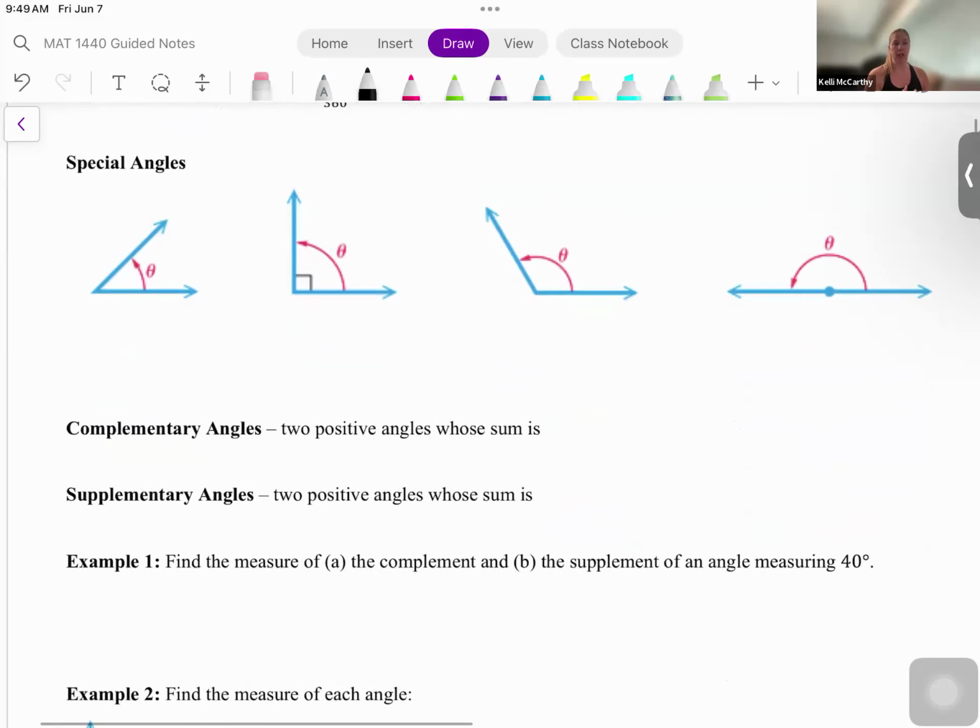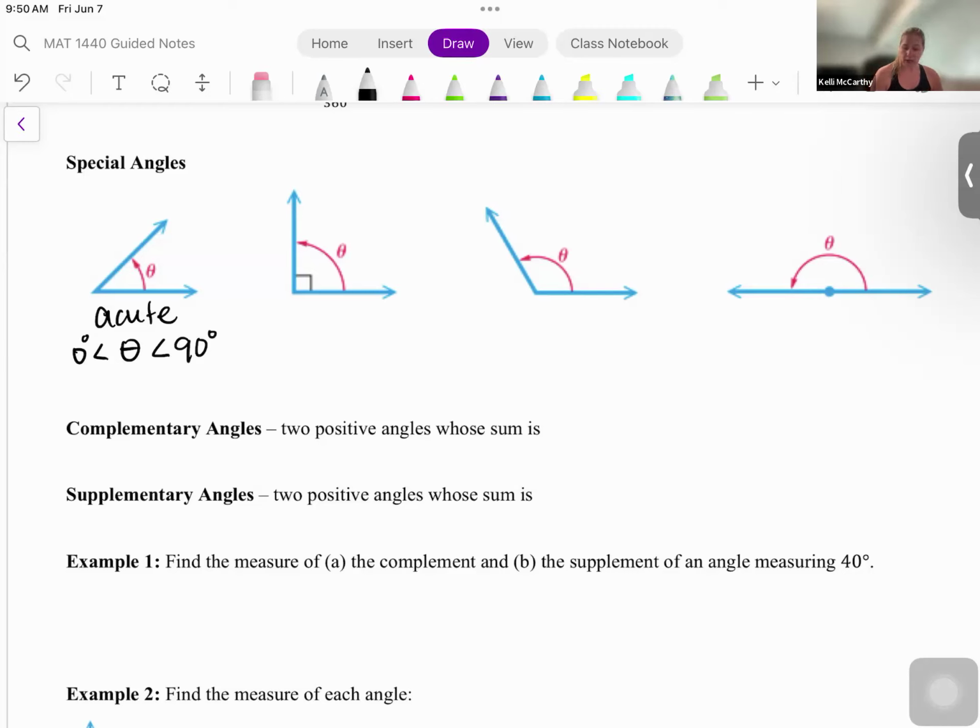We have some special angles. Our first angle illustrates an acute angle. An acute angle has an angle measure between 0 and 90 degrees exclusive. So our angle theta is between 0 and 90 degrees. Theta is a Greek symbol that we use a lot of times to represent an angle measure, although we can use variables like x, like we've seen in an algebra course.